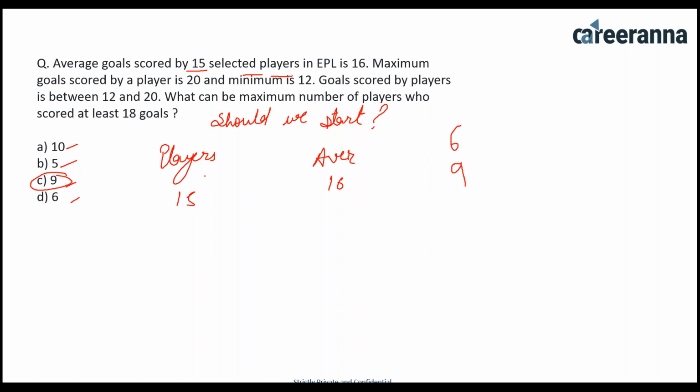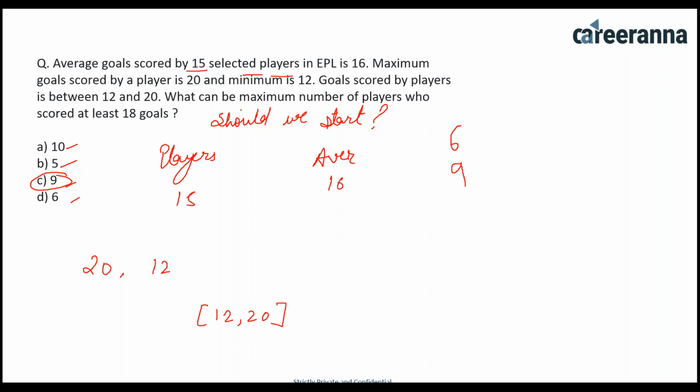So as per the question, the maximum goals scored by a player is 20. So one person scored 20, right? And the minimum is 12. The range is given, which is 12 to 20. I have not done anything, I have just written the data which is given in the question.